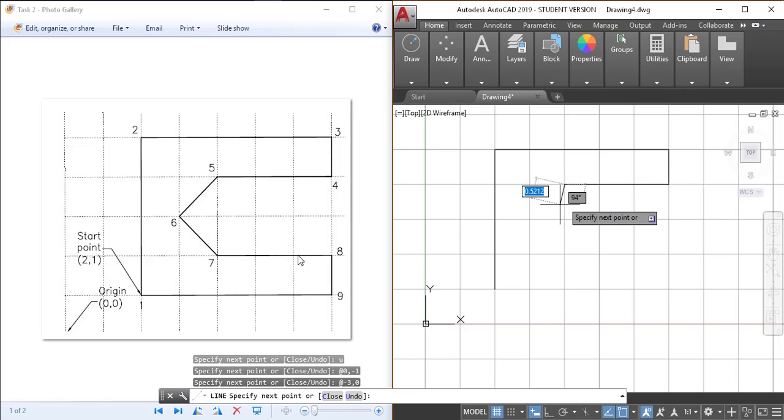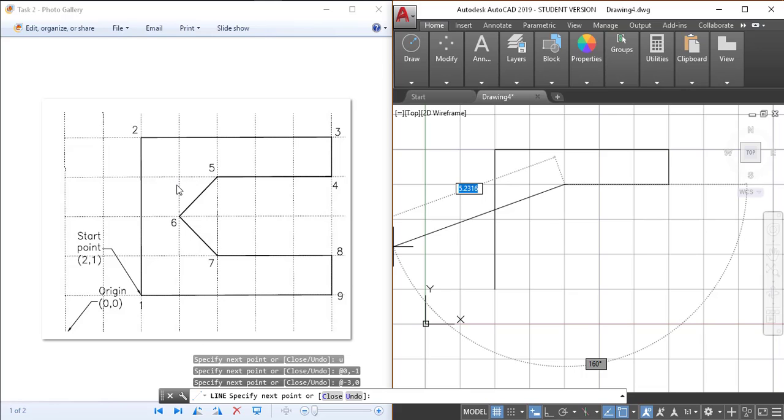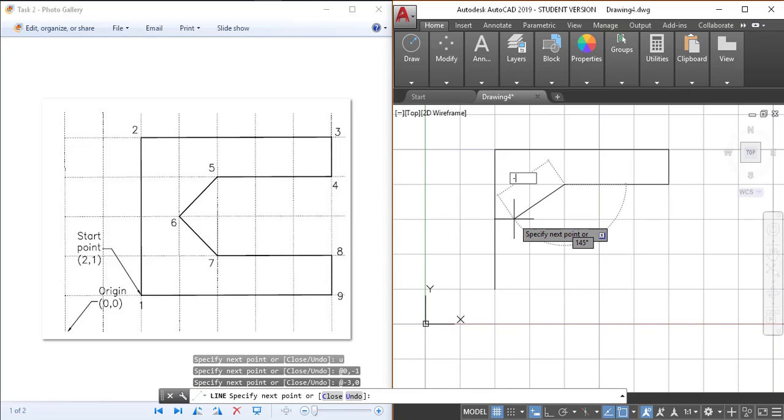For point 6 we have to move 1 box in negative x direction and 1 box in negative y direction. So the coordinates will be -1, -1. For point 7 we have to move 1 box in positive x-axis and 1 box in negative y-axis. So the coordinates will be 1, -1.